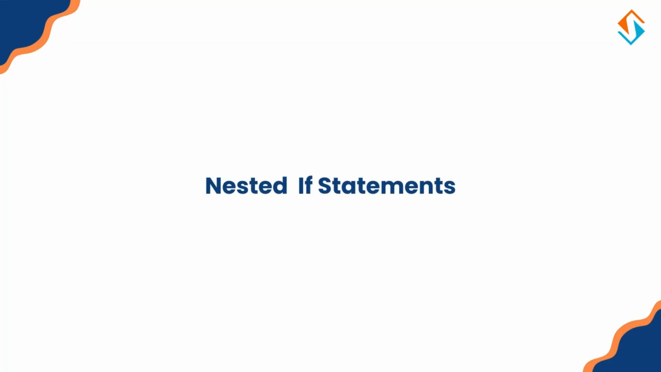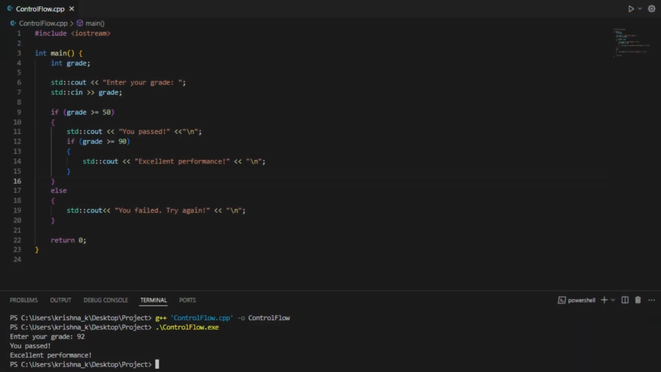Sometimes you need to check conditions inside other conditions. This is where nested if statements come in. Let me show you an example. Here, if the grade is 50 or above, the program checks another condition. If the grade is 90 or above, it prints excellent performance. Nested if statements allow you to handle more specific scenarios within broader conditions.